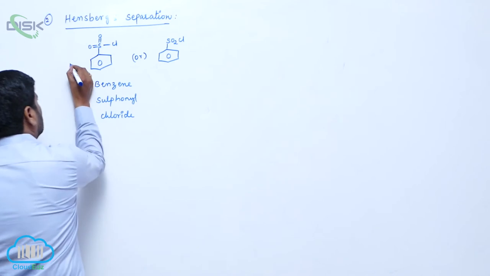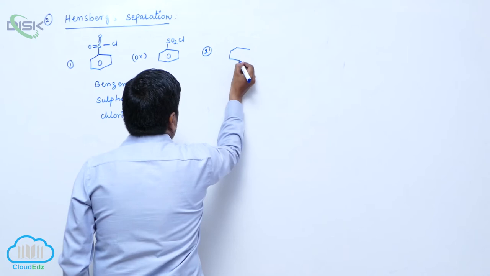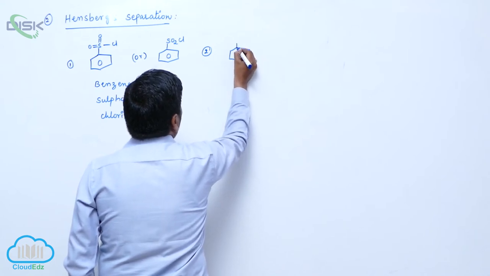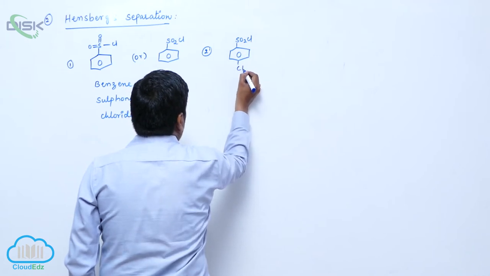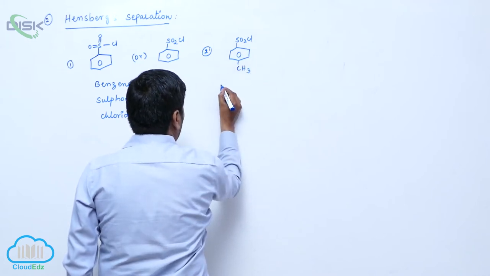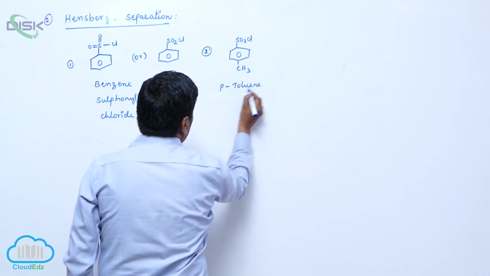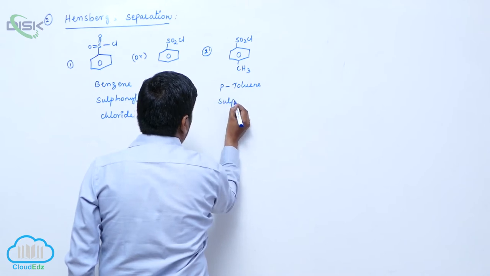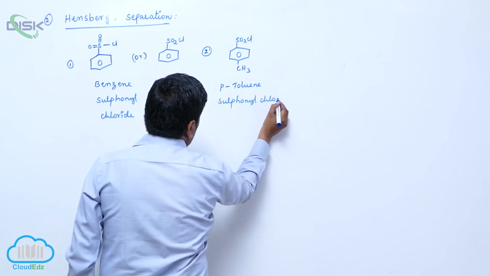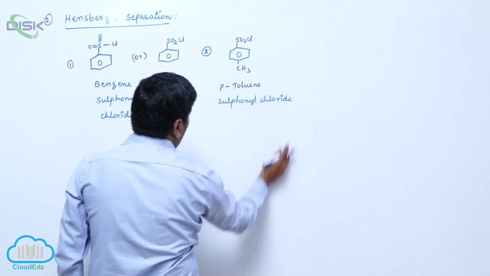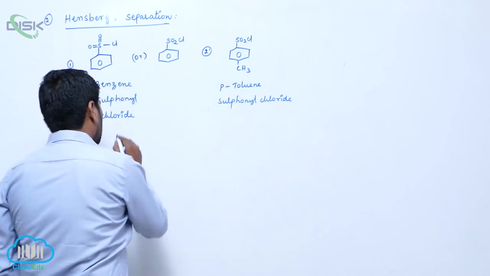This is the first one. The second one is paratoluene sulfonyl chloride. Paratoluene sulfonyl chloride is also known as Hinsberg's reagent.